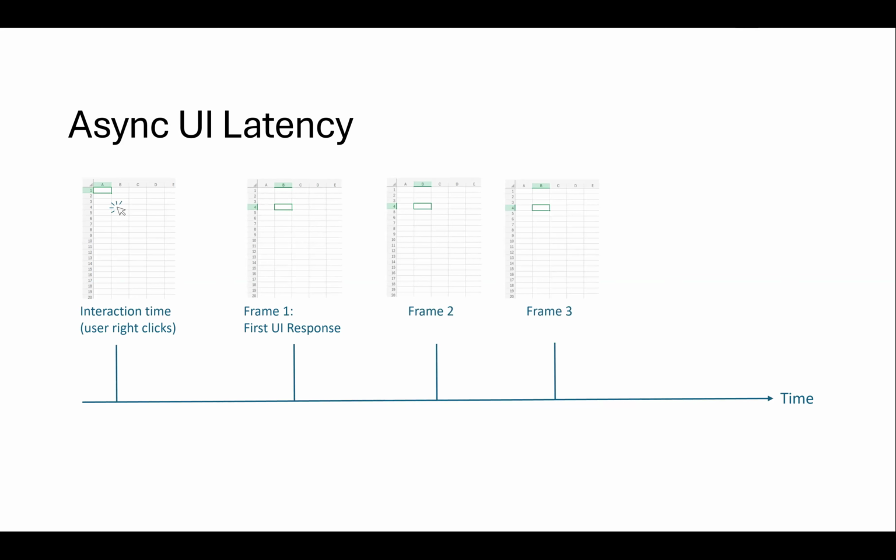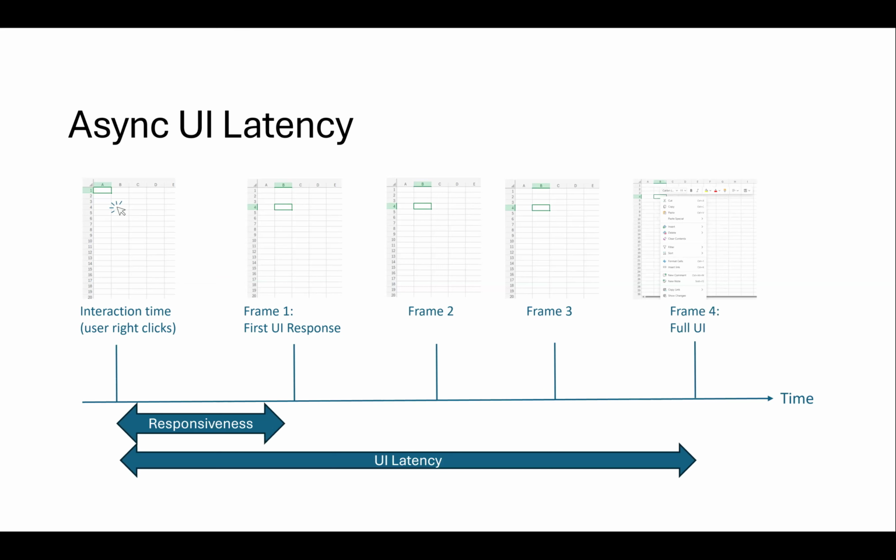But it's an expensive interaction. It could take a lot of time to create a context menu, maybe even load additional JavaScript or configurations, and then we can render it later on. So that's what we consider async UI latency. The first interaction is what we consider responsiveness, and the end-to-end is what we consider UI latency.